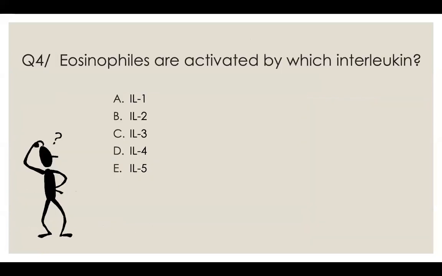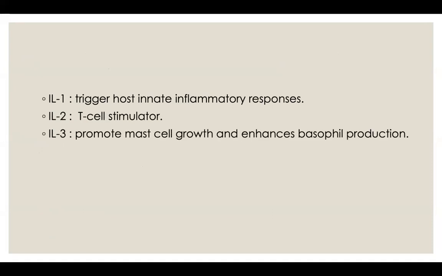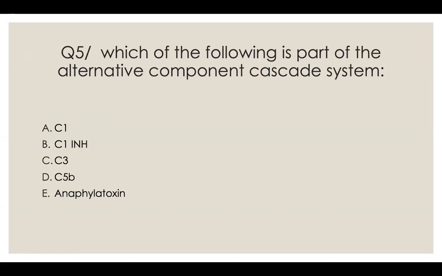Well done all. Question 4. Eosinophils are activated by which interleukin? Any other answers? Yes, well done, it's interleukin 5. As you know, interleukin 1 is mainly for the host innate inflammatory response, 2 for the T cell, 3 for mast cell growth and basophils, 4 for the increased T helper 2 responses. But 5 is mainly for eosinophils. Very important. Question 5, which of the following is a part of the alternative complement cascade system? I think most of you got this question wrong. Any other suggestion? Yes, okay, we get two answers of C.